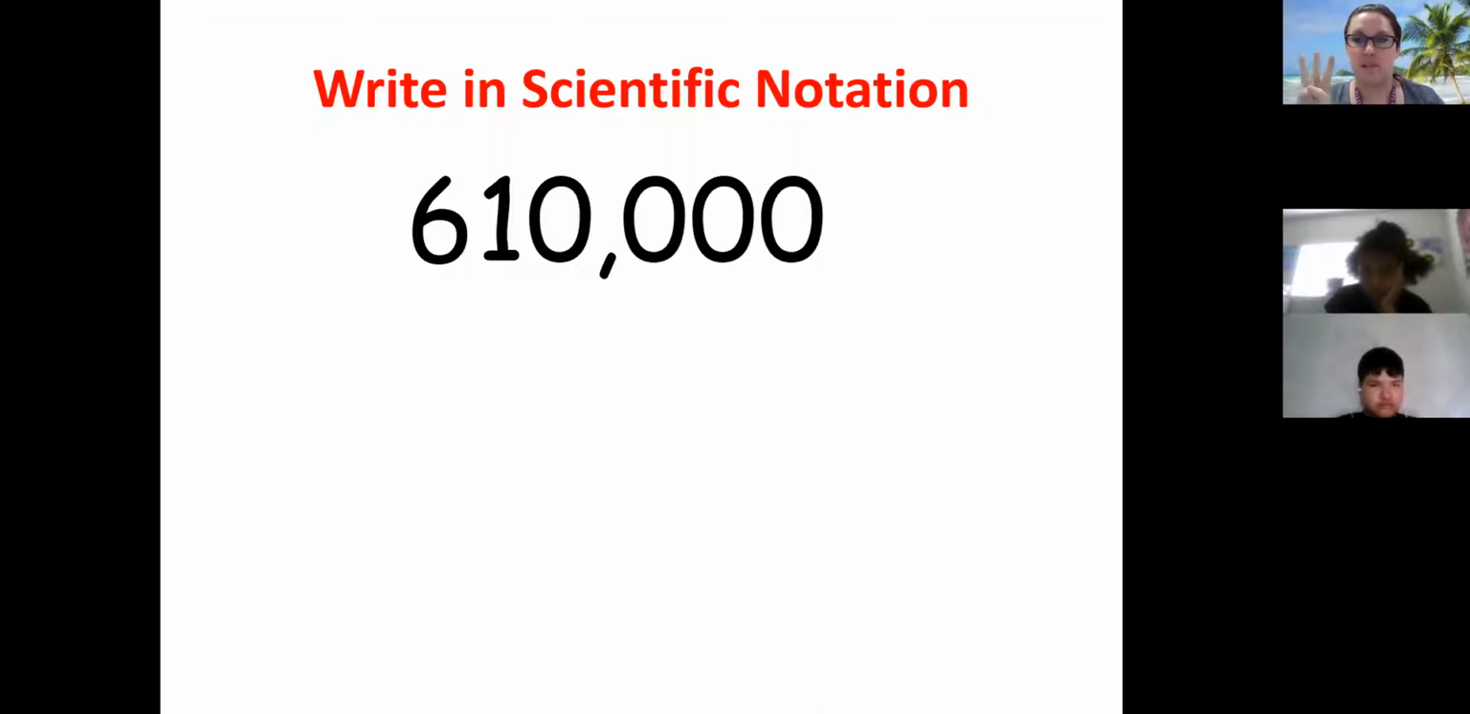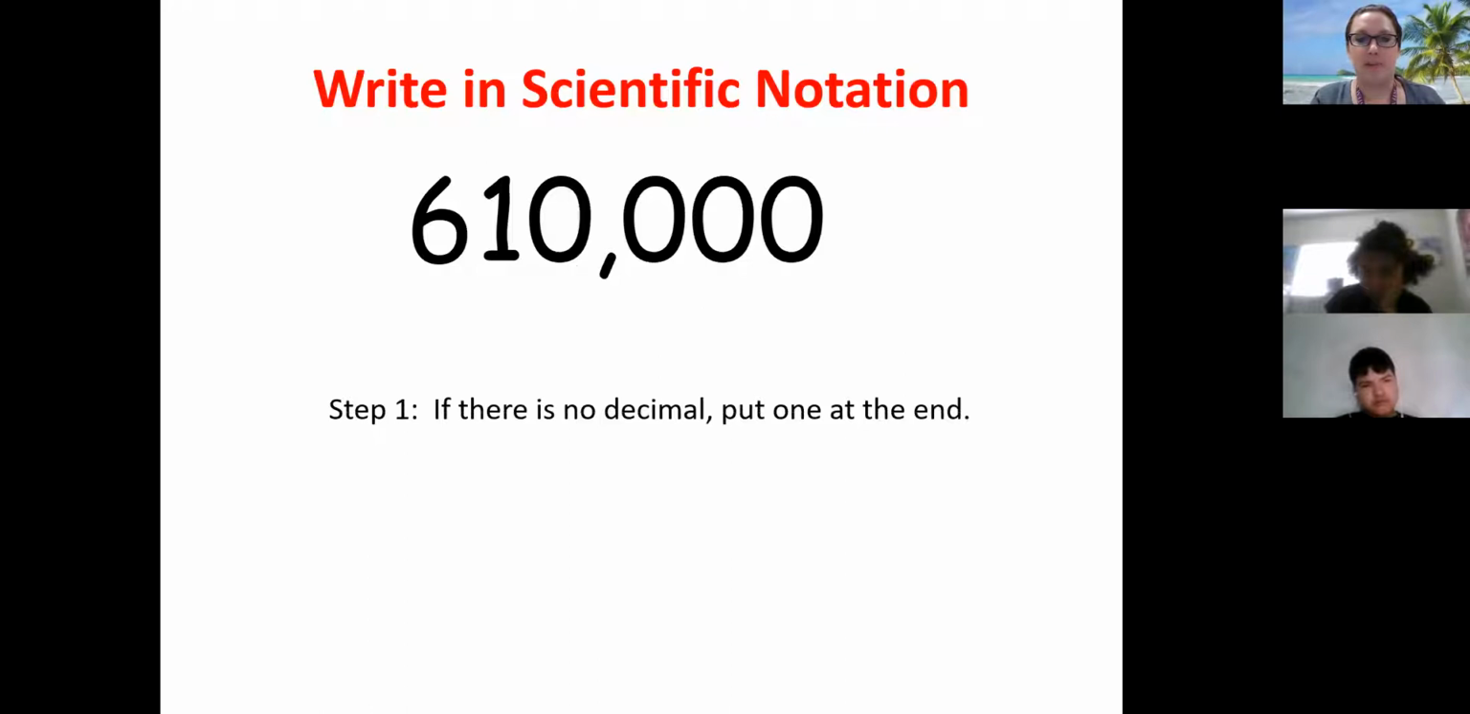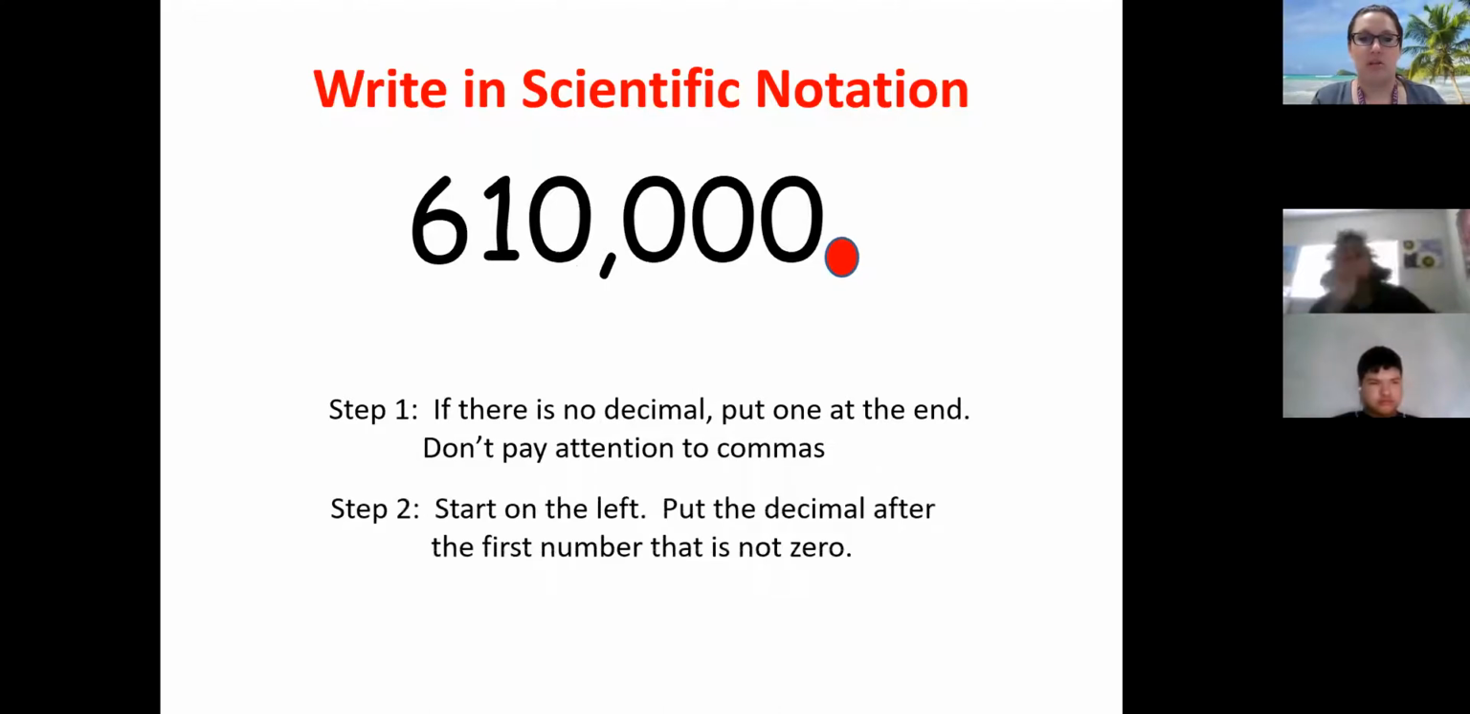There are 3 steps to this. Step number 1, if there's no decimal, put one at the end. There we go, big old giant decimal. Step 2, start on the left and put a decimal after the first number that's not a 0. So after the first number that's not a 0 goes right there, behind the 6. See how it says 6.1 right there? That's going to be the beginning of our scientific notation. It's going to be 6.1 times 10 to the something.